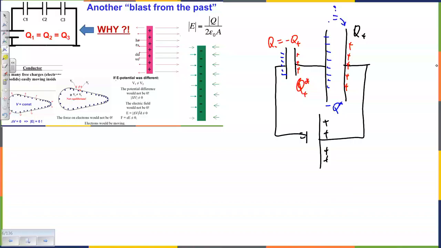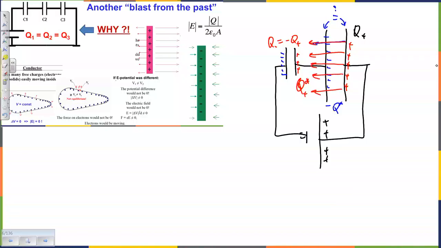The question is, why should they be equal to each other? Why is this equal to this? That's what the real question is about. And well, you see, we have solved the problem about the electric field generated by a single plate.